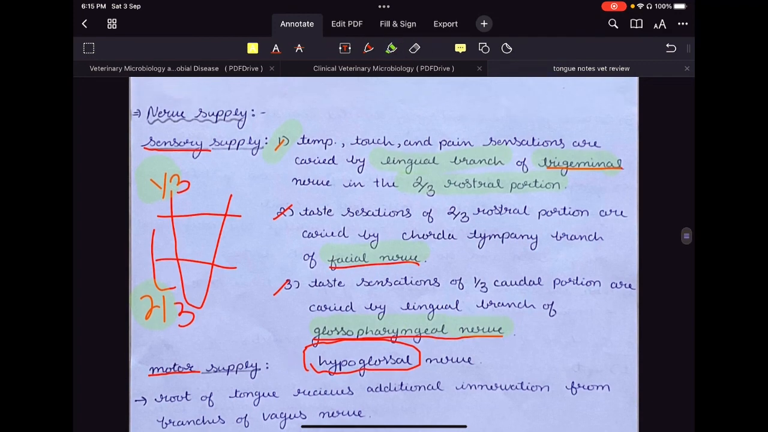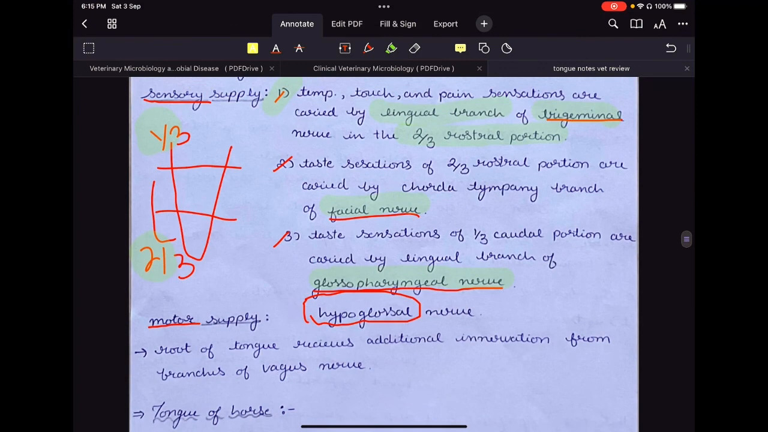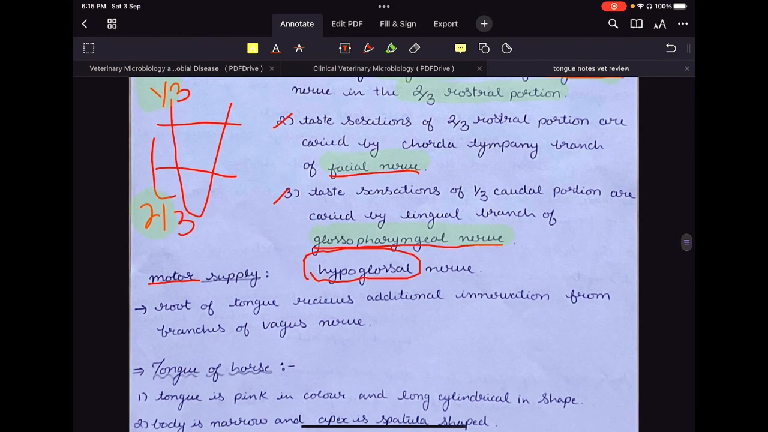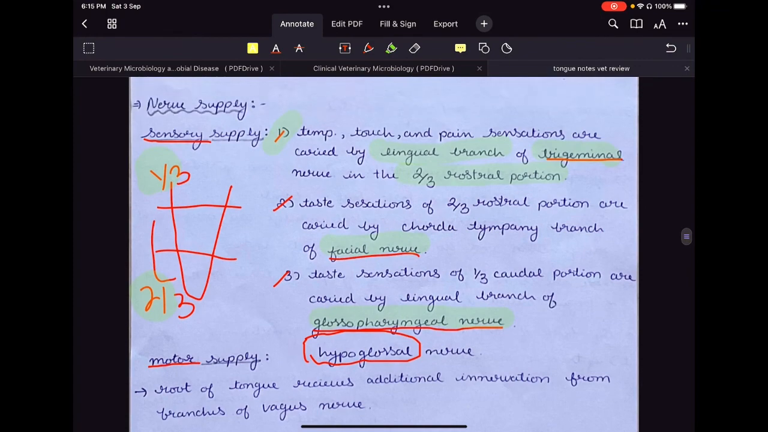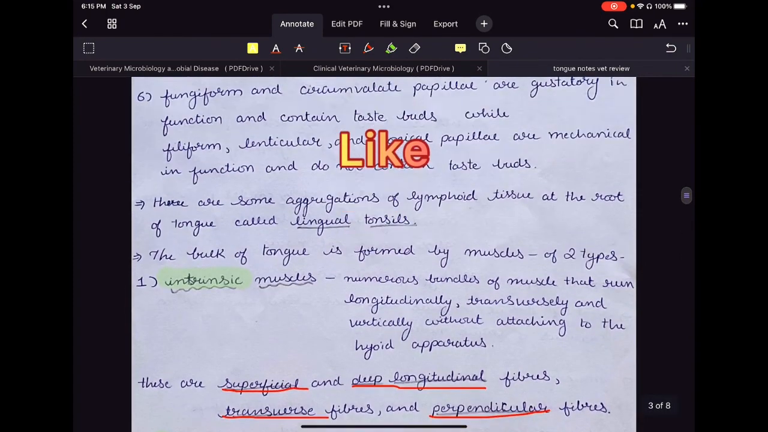One more thing is that this caudal 1/3 part, or more specifically the root of the tongue, also receives some innervation from the vagus nerve. So this is all about the tongue of the ox.